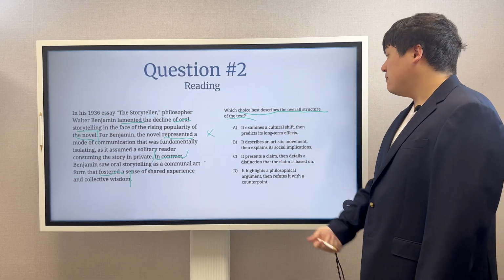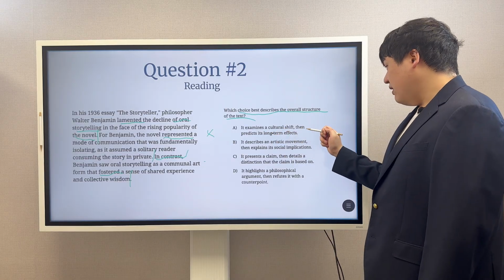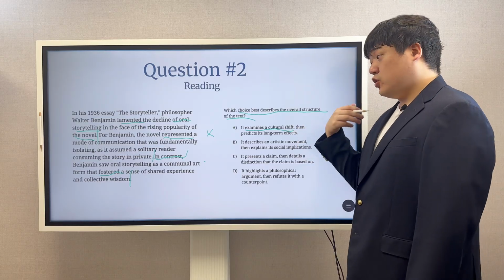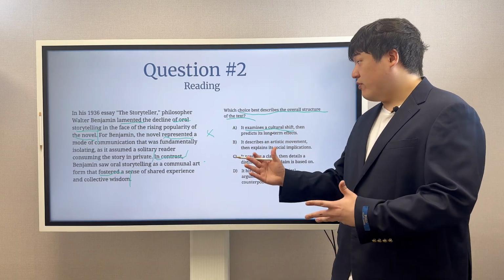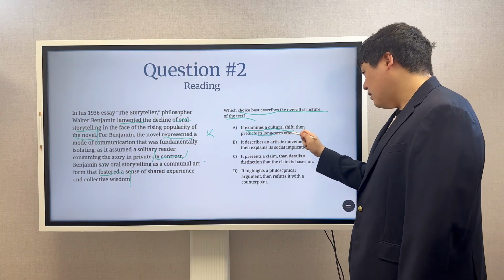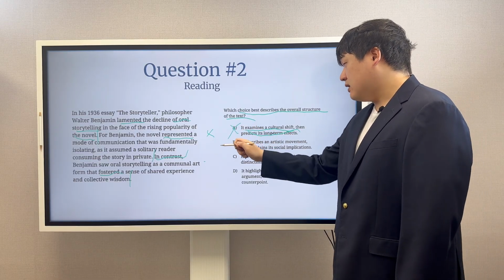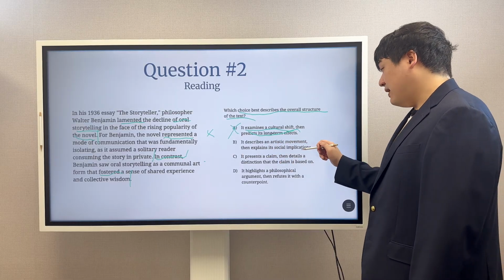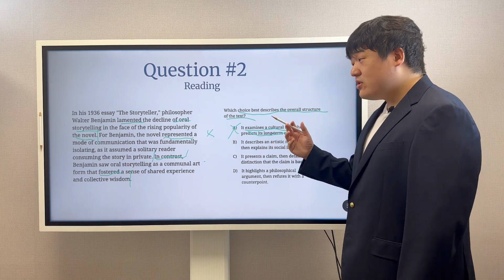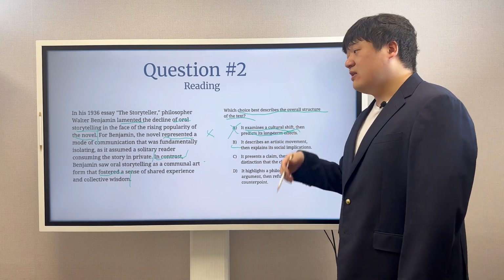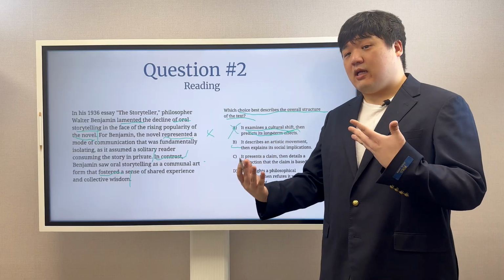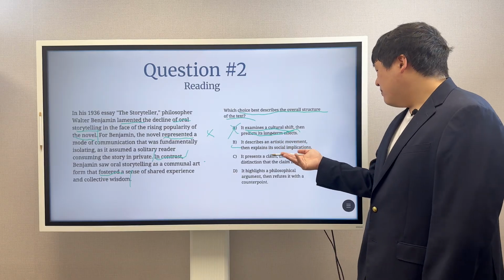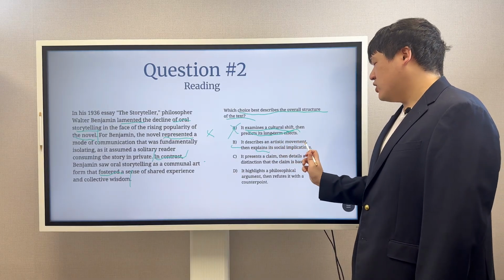So A: it examines a cultural shift, then predicts its long-term effects. We know that it does examine the cultural shift from oral storytelling to the novel. However, it doesn't predict the long-term effects. Therefore, A can't be the answer. B: it describes an artistic movement, then explains its social implications. Perhaps it's not completely wrong. It does talk about the effect that the shift away from oral storytelling had, but it's not quite right either, is it? Because we don't really get an explanation of the social impact.